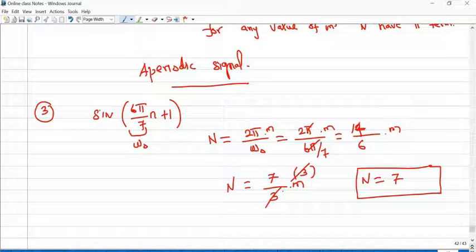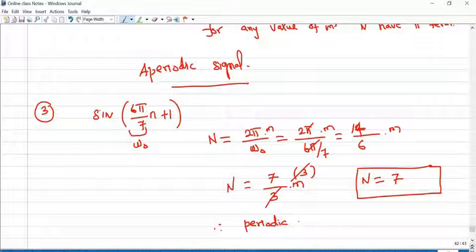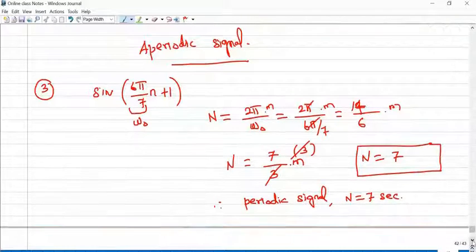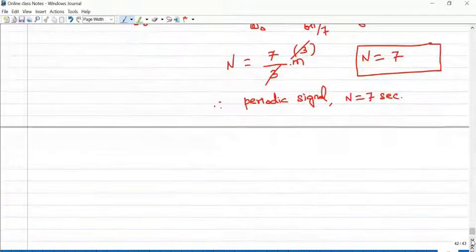We should not select 6 or 9 and so on; we have to select the smallest possible integer value. So if we select m equal to 3, 3 will be cancelled, N equal to 7. Therefore, the signal is a periodic signal with the fundamental time period N equal to 7 seconds. In this way, we have to select the m value. Next, problem number 4.